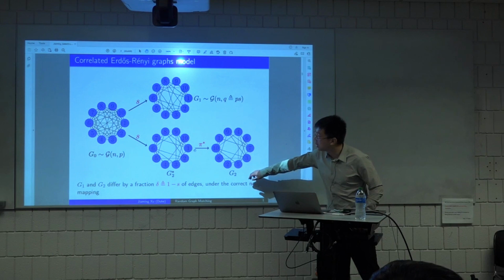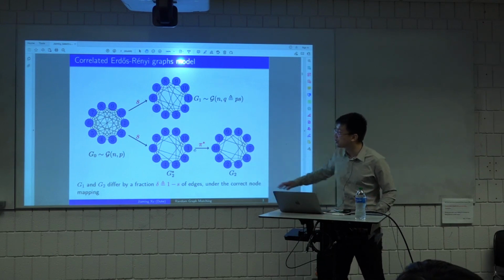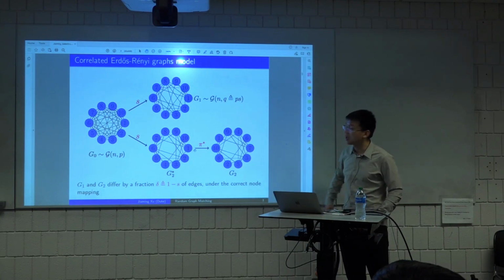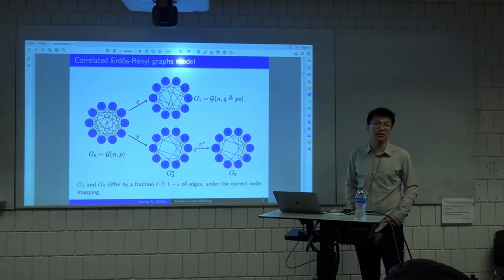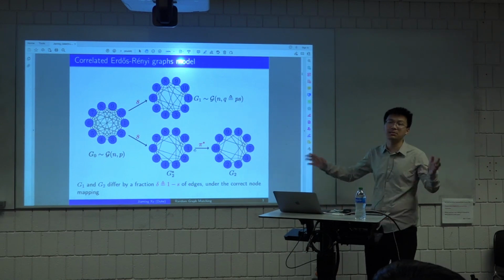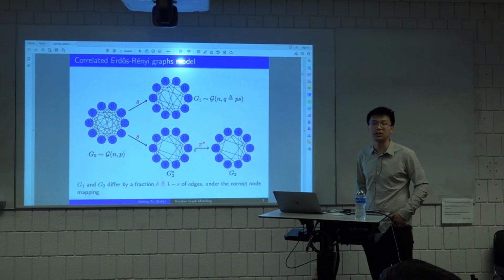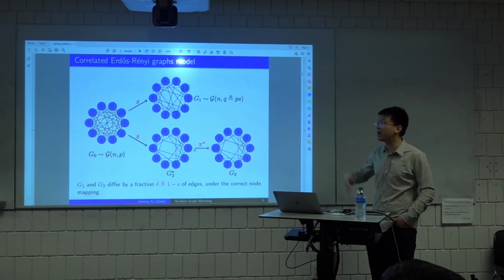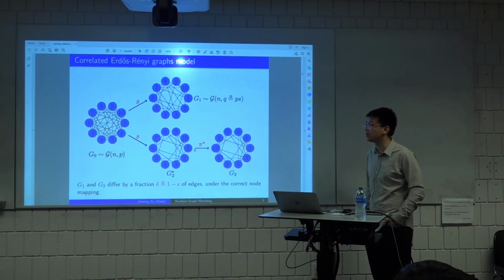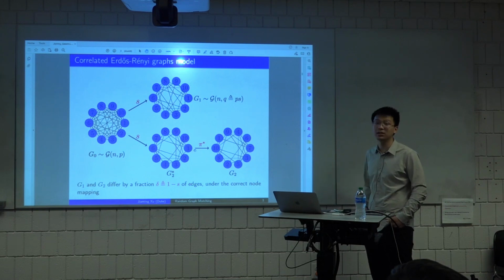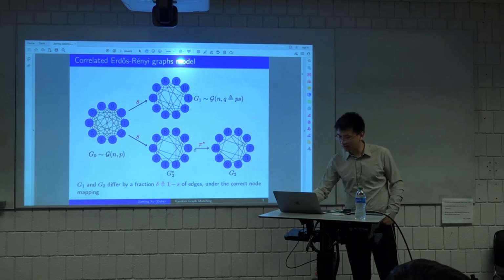Now in this talk, sometimes I'm going to think not in terms of s, but in terms of 1 minus s, which I call delta. Delta just captures roughly the fraction of edges that differ in the two graphs. So a better algorithm should be able to tolerate a larger delta. Okay.